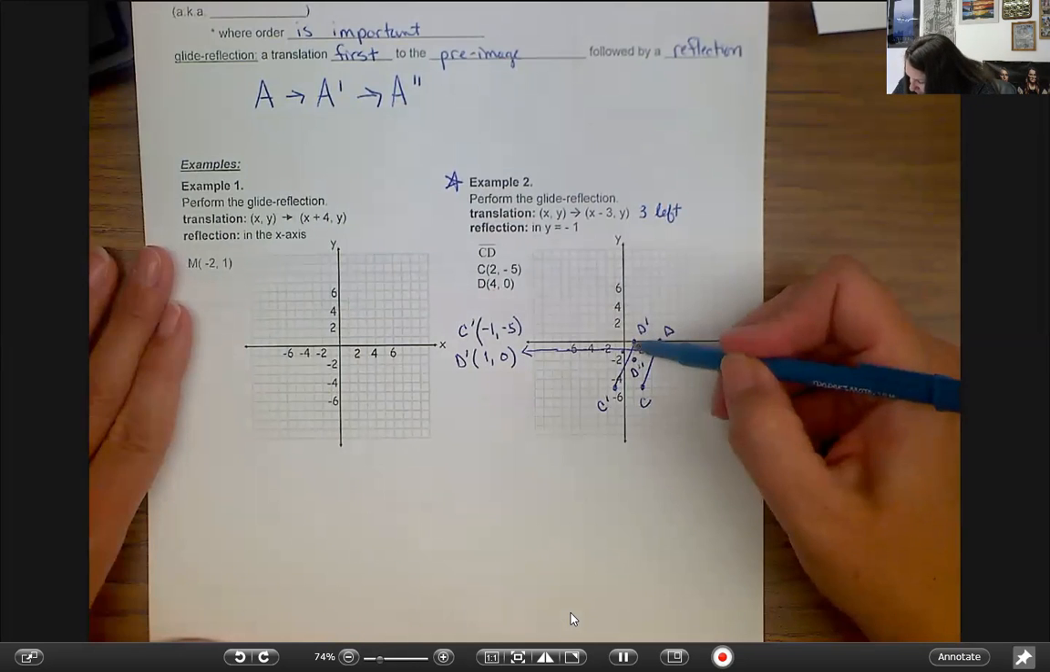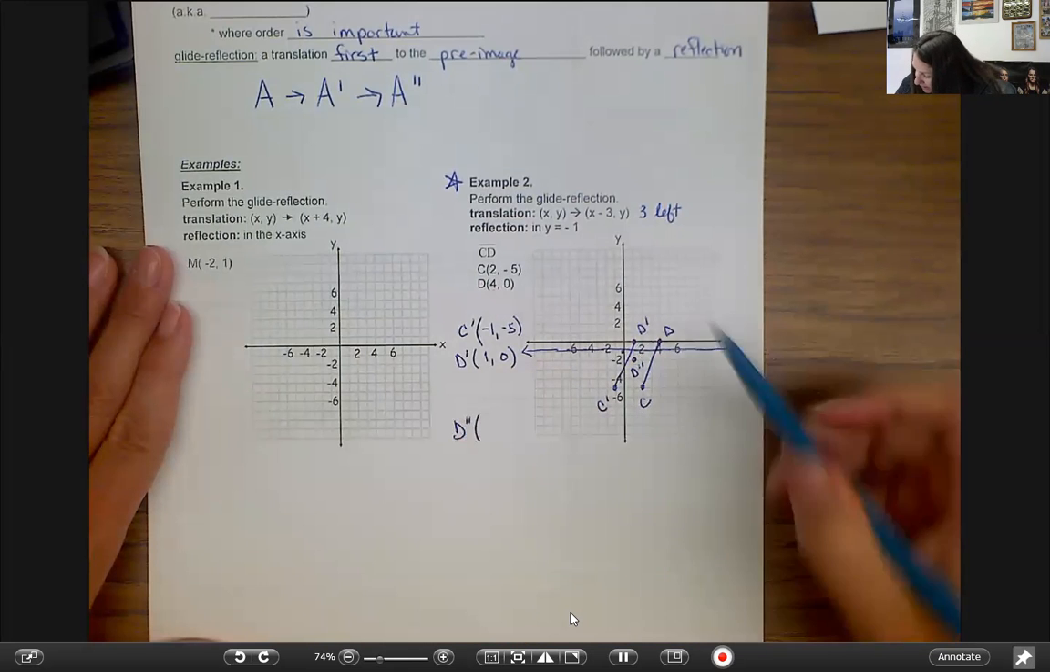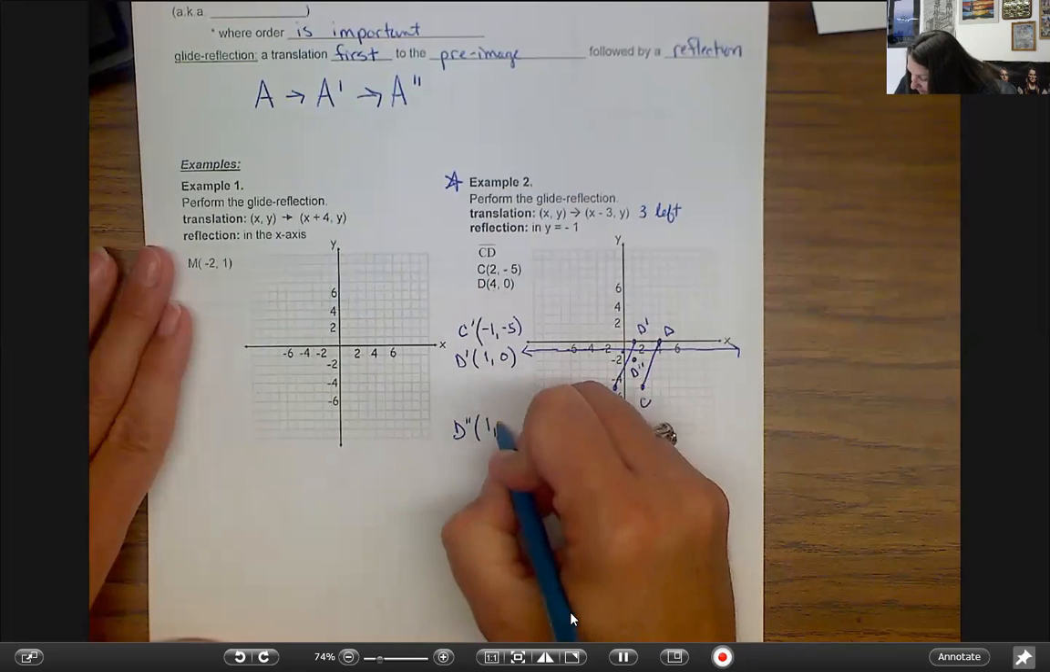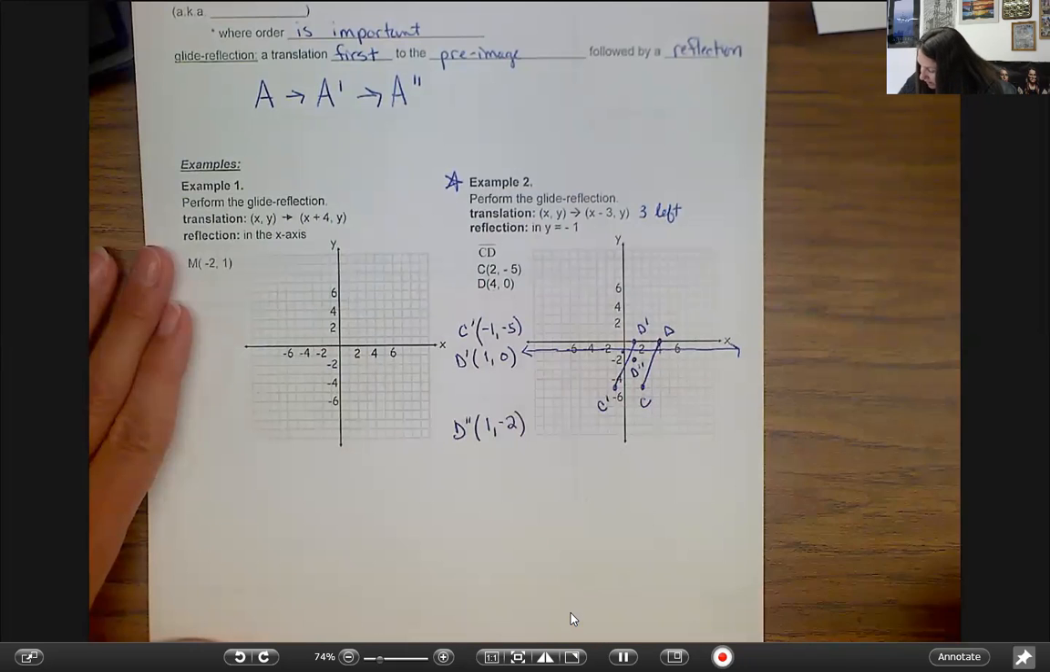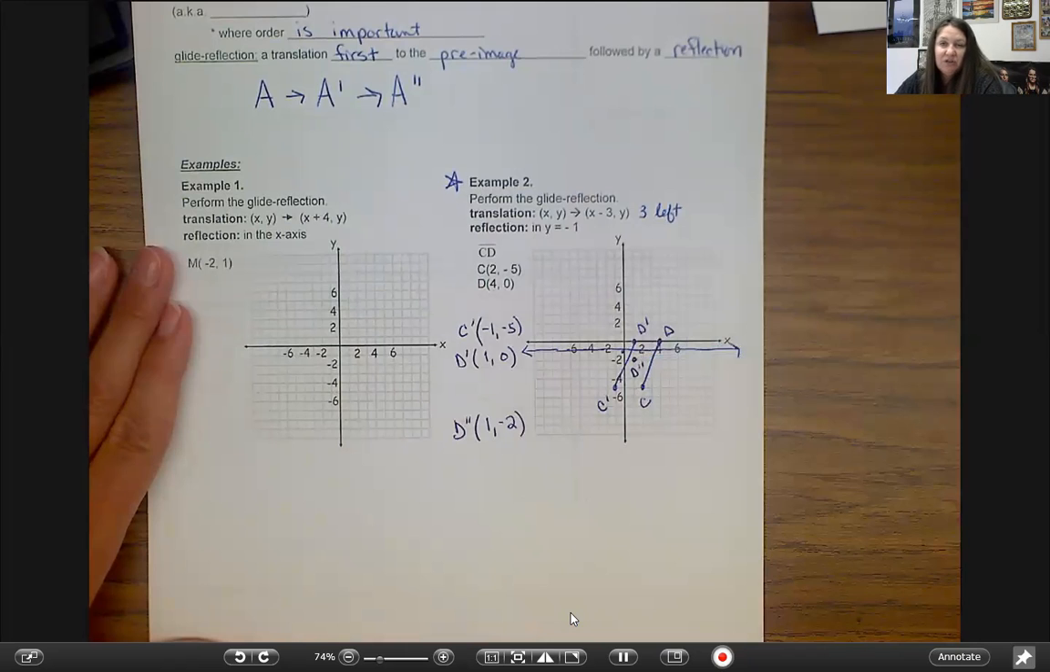Now, I moved a total of 2 units down. So when I look at D double prime, if I go 2 down, I'm going to subtract 2 from that y coordinate. So it's going to place it at (1, -2). Or you could just look at your graph and see that it's located at (1, -2). It's a good idea to understand how those coordinates are moving.